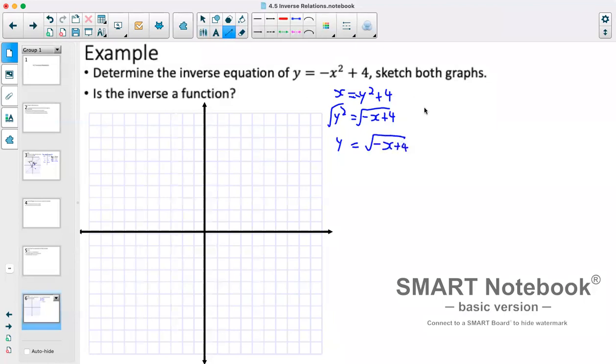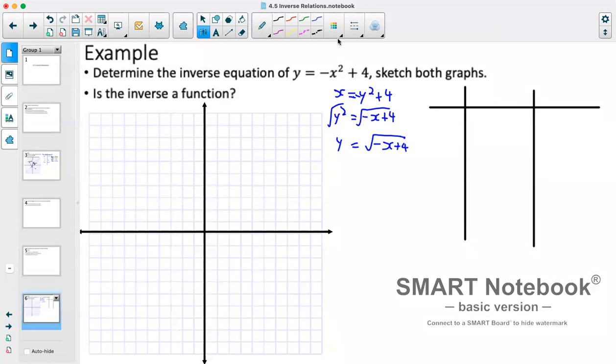Now we'll sketch both graphs, both original and our new one. So we'll do a table of values. I'll do x and y for our quadratic function, and then I'll just have our new coordinates in the last one.